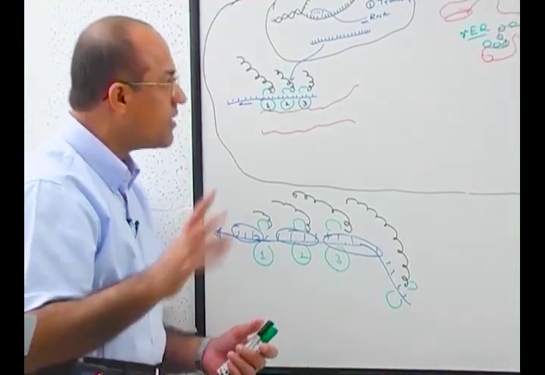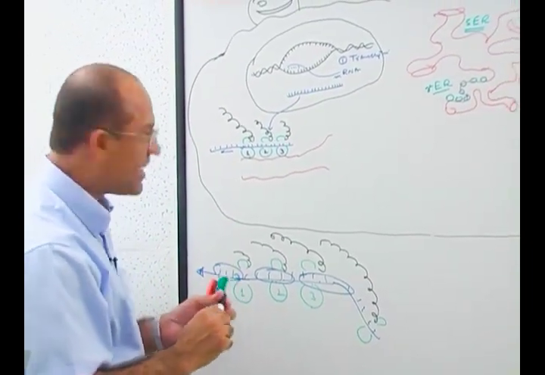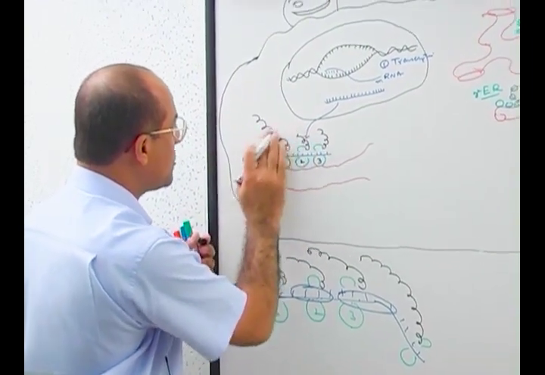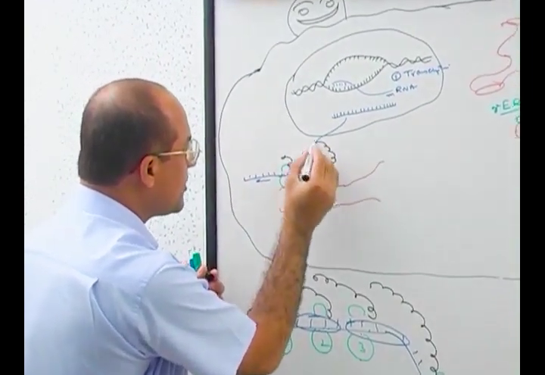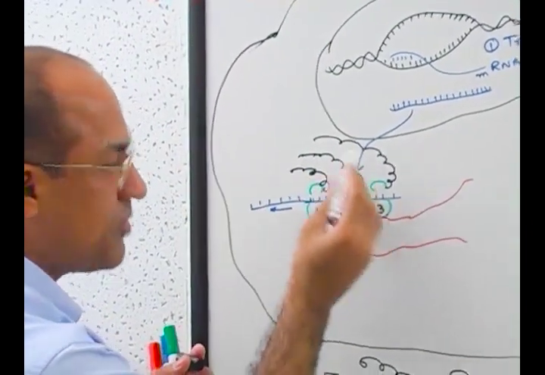Am I clear? So what really happens? That's translation, right? That is translation. So if it is moving in this direction, here the peptide chain is maximum translated, here it is less translated, here it is least translated. Do you understand?